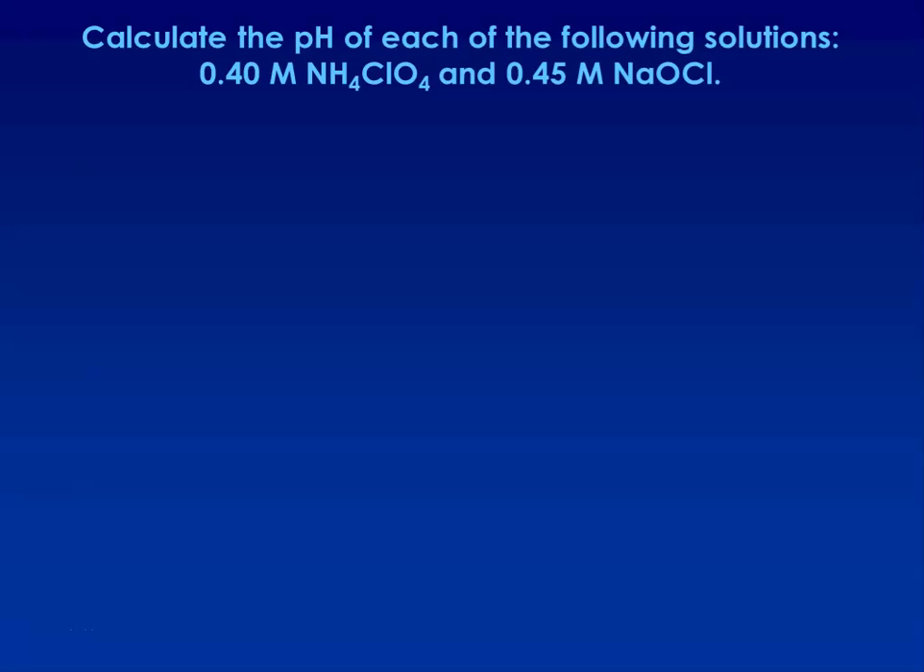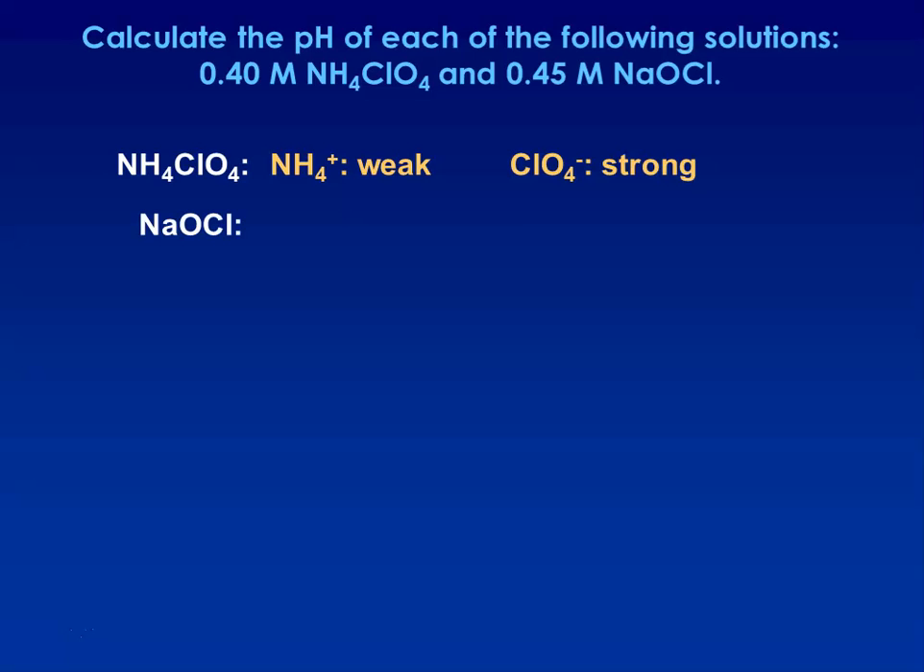0.40 molar NH4ClO4 and 0.45 molar NaOCl. So we're going to take one of them at a time. If we look at NH4ClO4, we know that that cation is coming from a weak base, so that is going to be weakly acidic. And then the ClO4 minus is coming from a strong acid, so that's not going to have an impact on my pH. So if ammonium is going to cause a solution to be acidic, if I add it to water, I should be able to produce hydrogen ions.